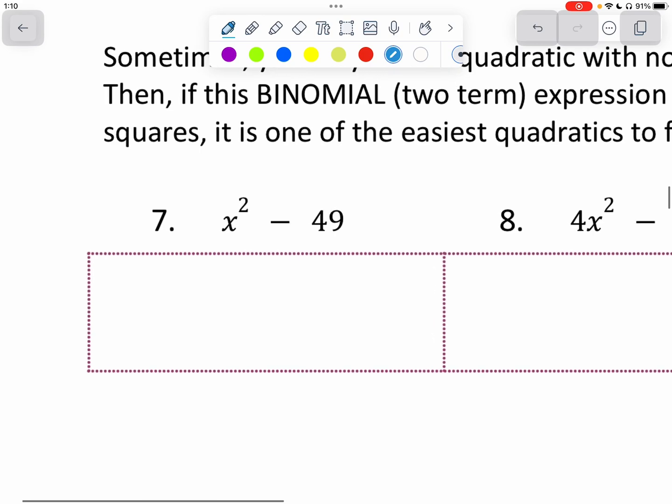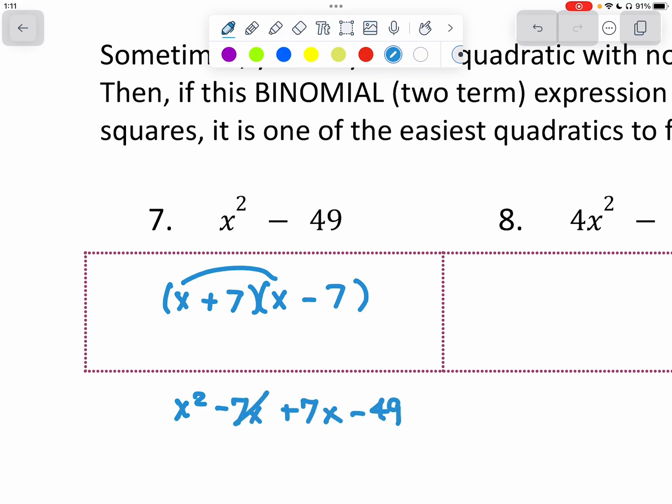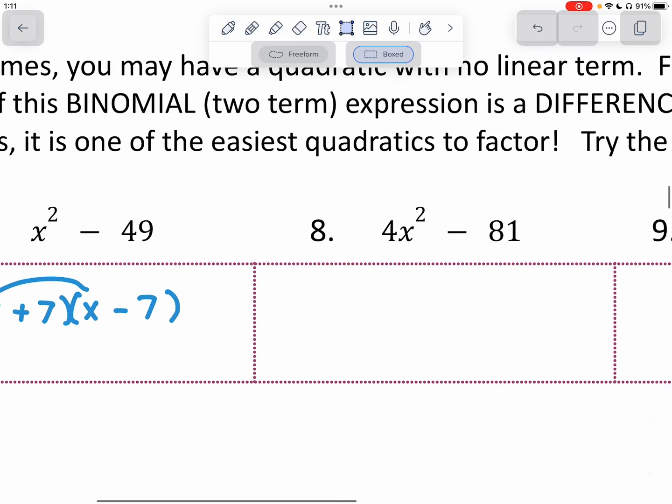When you're factoring difference of squares, first you recognize that it's 2 terms, it's a difference, and both of the terms are perfect squares. So you're going to factor it to be the product of the sum and the difference of the square root of each term. And that's it. That factors to be x plus 7, x minus 7. You can see if we were to multiply that back out, we'd get x squared minus 7x plus 7x minus 49. You see the 7x's cancel out or reduce to 0, and that leaves you with x squared minus 49. So that's how you factor difference of squares.